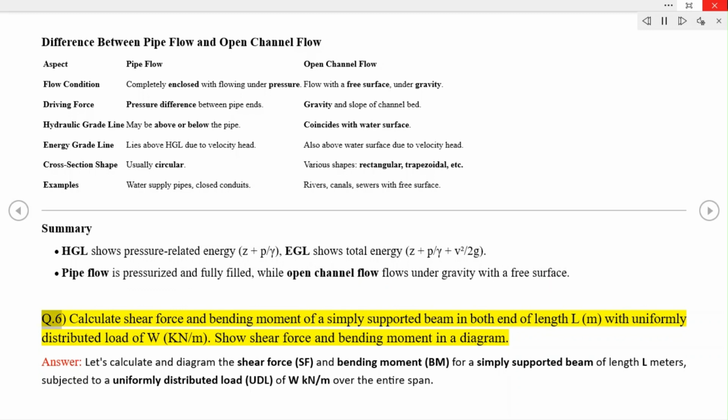Six quetzales: calculate shear force and bending moment of a simply supported beam, supported at both ends, of length L meters, with a uniformly distributed load of W kN/m. Show shear force and bending moment in a diagram. Answer: let's calculate and diagram the shear force, SF, and bending moment, BM, for a simply supported beam of length L meters, subjected to a uniformly distributed load, UDL, of W kN/m over the entire span.